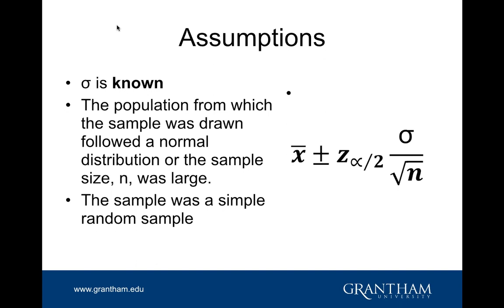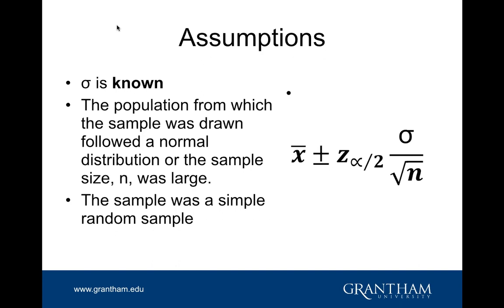Now, what we're talking about now is confidence intervals about a population mean. What that means is you're trying to find a range of values that your mean would fall into for the population based on the sample data.